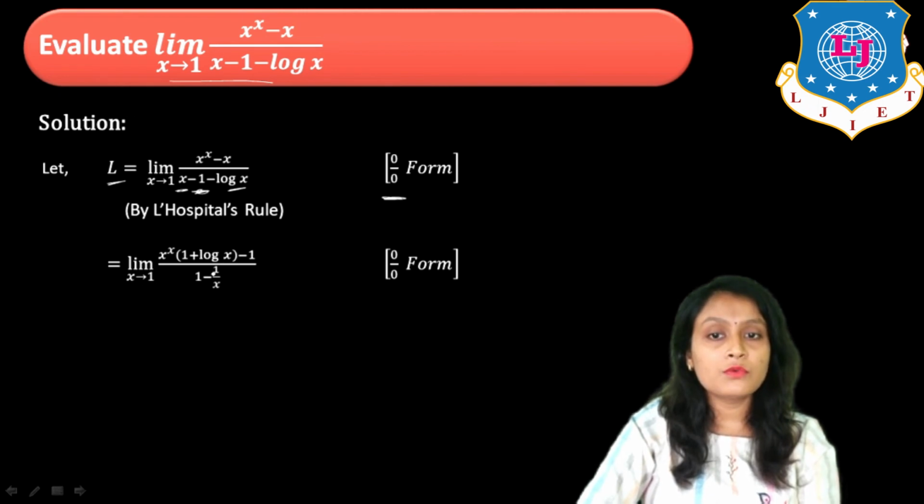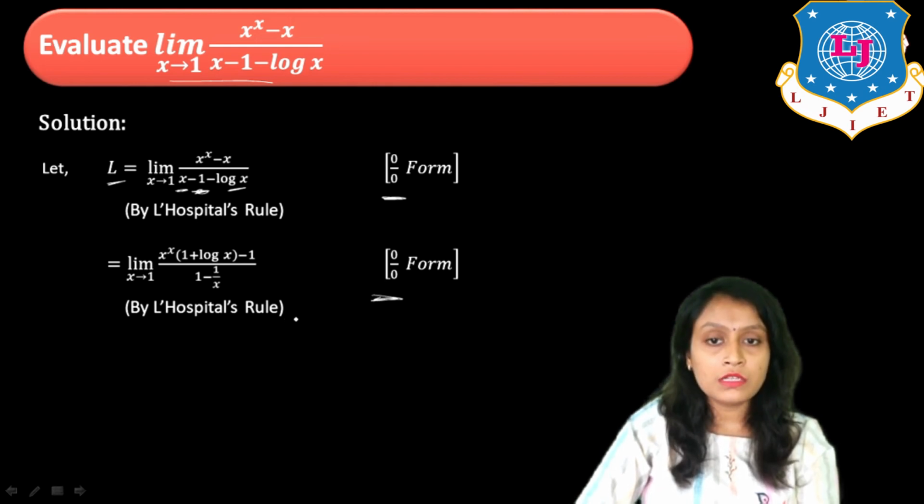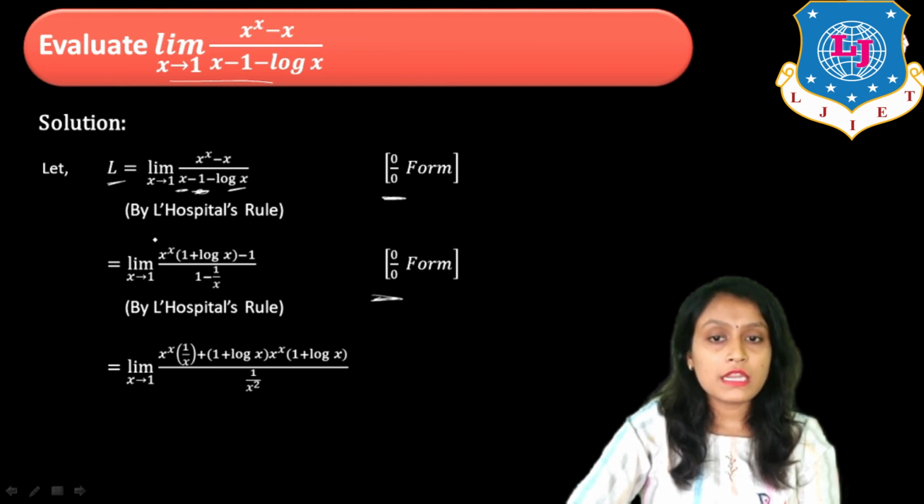Now again if you substitute x is equal to 1, you will get the form 0 by 0. So we have to apply L'Hôpital's rule. Again we have to take derivative. Now to solve this derivative, we will apply the u into v rule. So consider this as u and this as v, and apply the uv rule. So x raised to x as it is, derivative of 1 plus log x, that is 1 upon x, plus 1 plus log x as it is, and derivative of x raised to x is x raised to x into 1 plus log x.